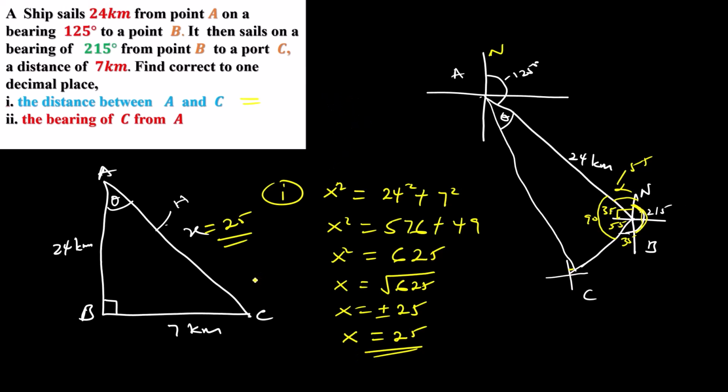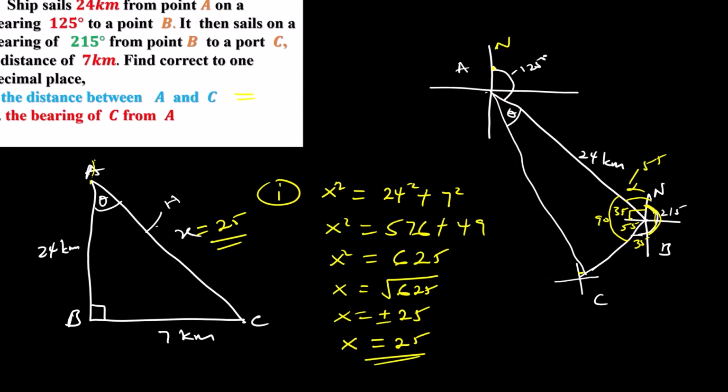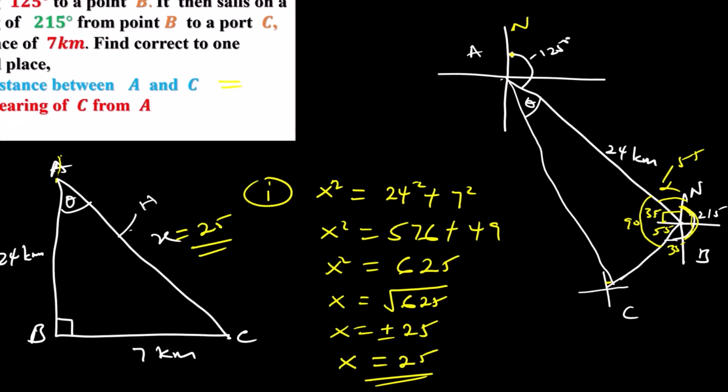Let's go ahead and find the bearing of C from A. So from A, we measure from the north, rotate clockwise to meet line C. So it's 125 plus theta. So we need to know the angle theta. Now we have the hypotenuse, we have the opposite facing the angle, then we have the adjacent.